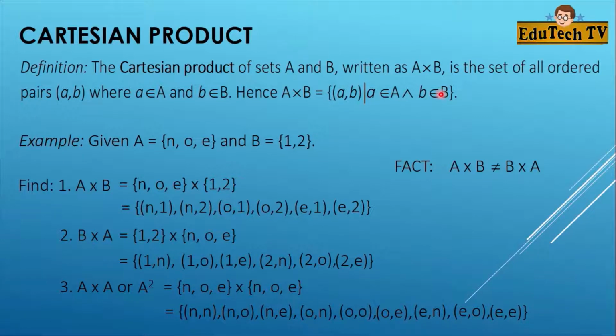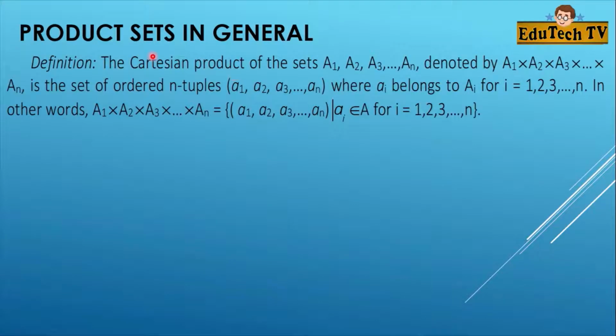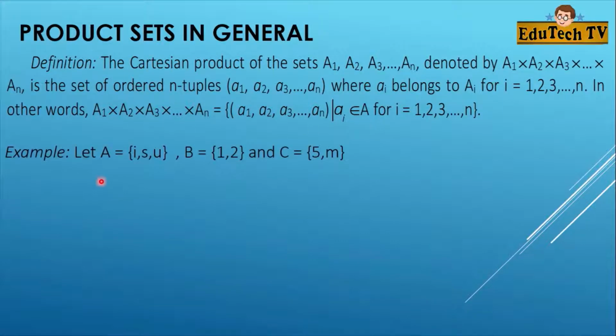How about if we have more than two sets? So we're going to use the product sets in general. By definition, the Cartesian product of the given sets, okay, and then we'll have this notation. For you to understand this, let's have this example.